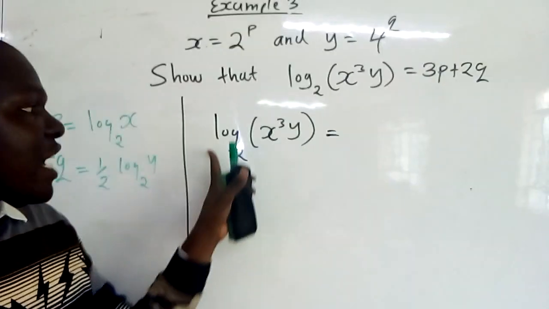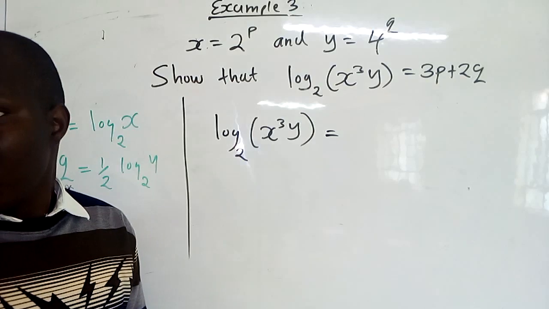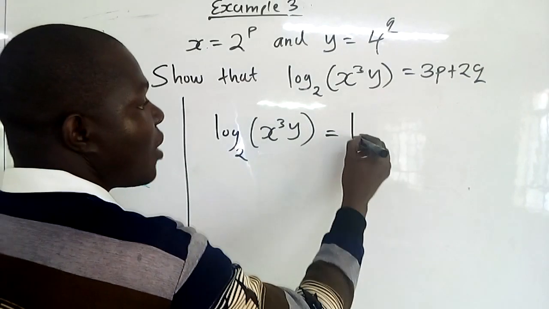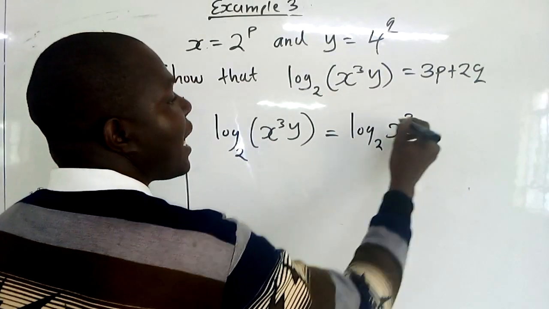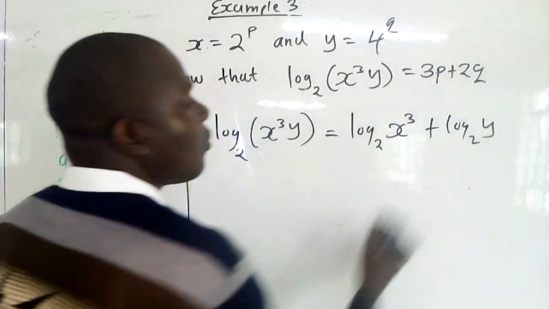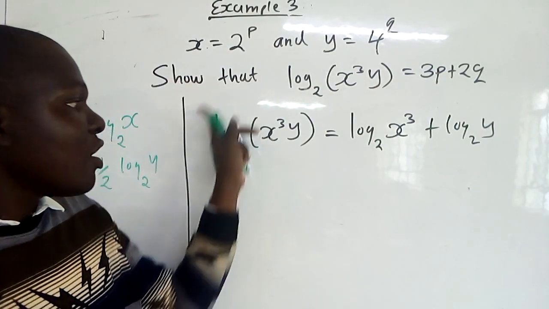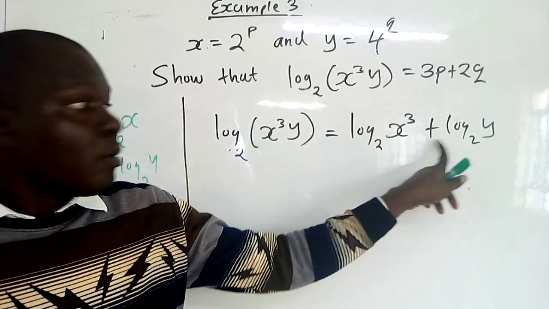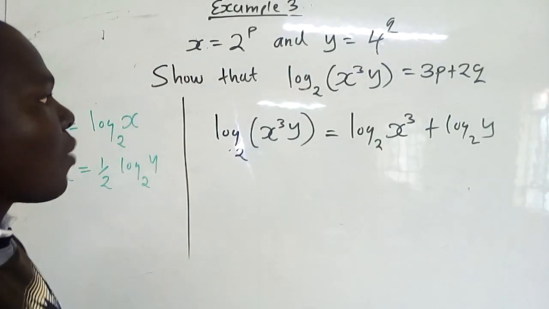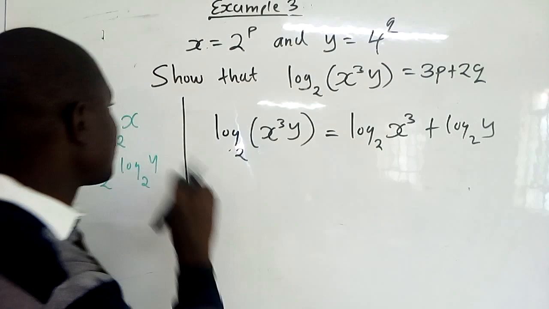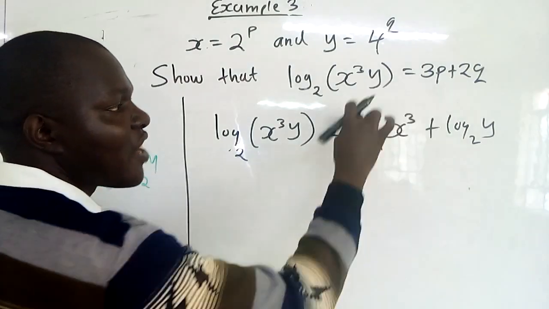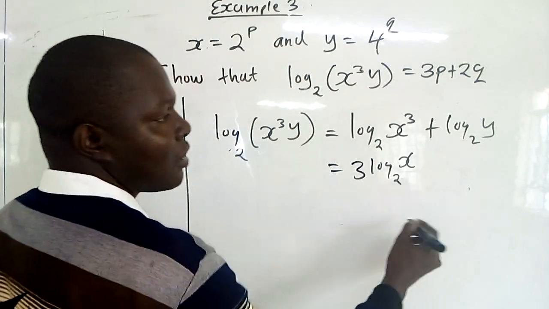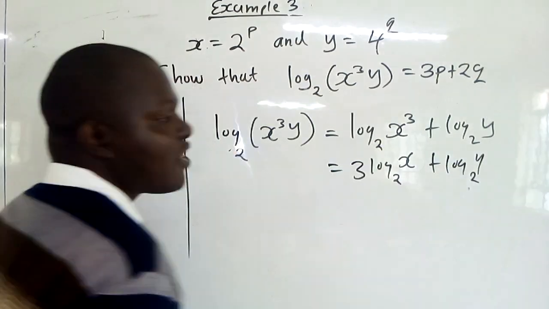What do we do? When you take the log inside, multiplication changes to addition, by the laws of logarithm. We have multiplication between the two, so when you take log to base 2 inside, we have log x cubed plus log y, same base. Then you remove the power because we have log x cubed to base 2, so this power is the coefficient. So power 3 becomes 3 log x to base 2 plus log y to base 2.